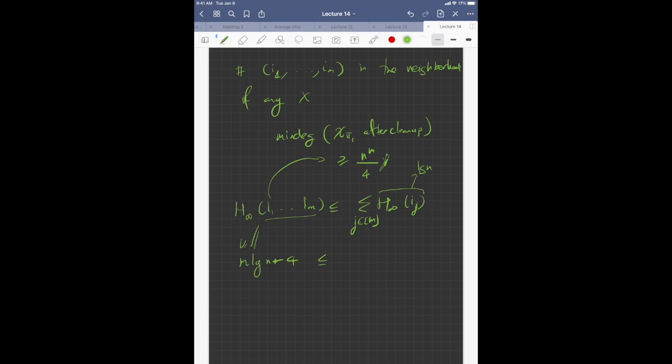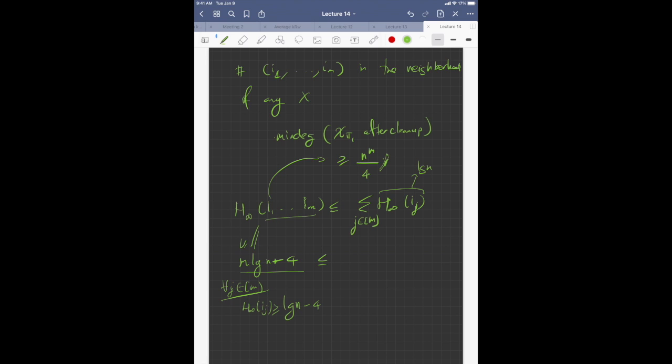So all of them, we can claim, have to be at least log n minus 4. So we can say that for all j in m, this implies that h infinity of ij has to be at least log n minus 4. If not, if even one of them has a smaller mean entropy than this, the sum cannot be this much, because the rest of the terms cannot compensate.